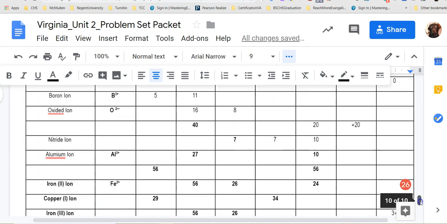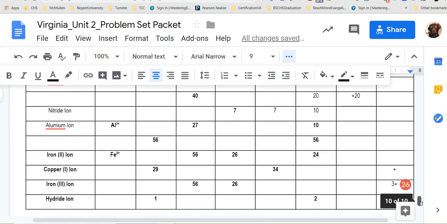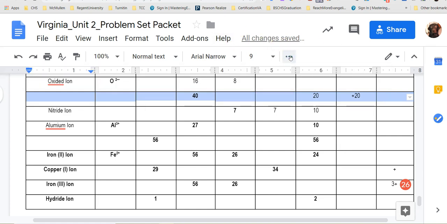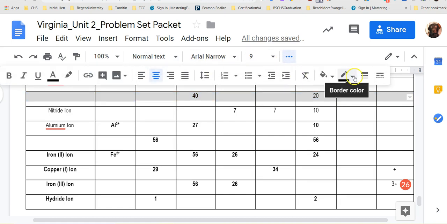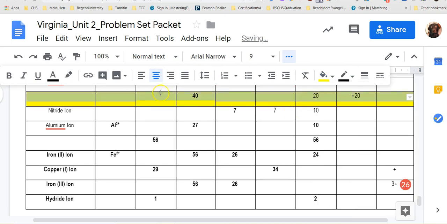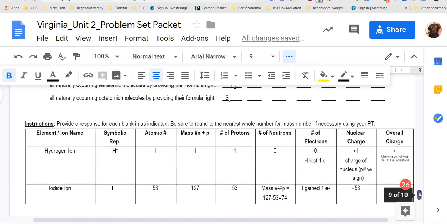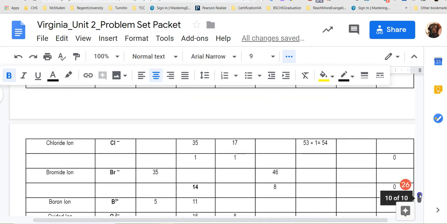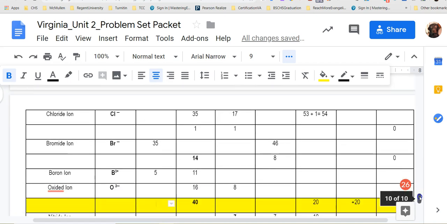Okay, so let's go to a tougher one down here where we don't know what we have. Okay, we're going to look at this one here. I'm going to highlight it so we keep it straight for what we're looking at. Okay, so 40 is what we're given for our mass number, and 20 is what we're given for a number of electrons. It's got a positive 20 nuclear charge.